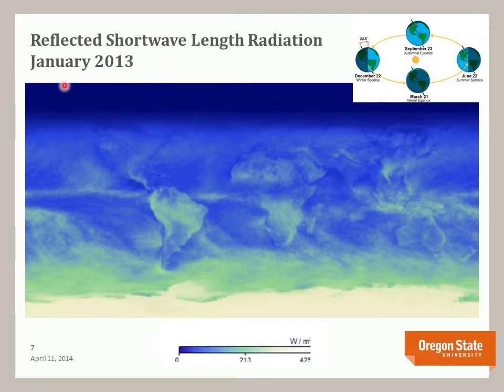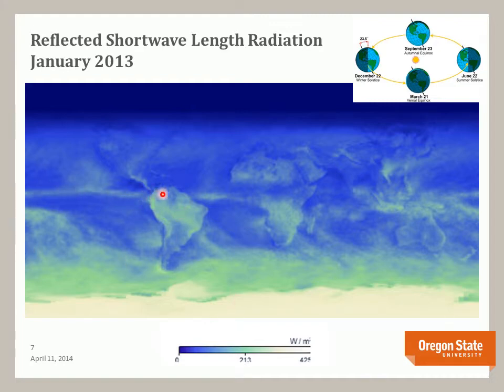Here's January 2013. This is reflected short wavelength radiation from the surface. So we're over here on the orbit. Light values are lots of reflection. So things like snow, ice, and clouds reflect a lot of the radiation, some from the surface and some from clouds.